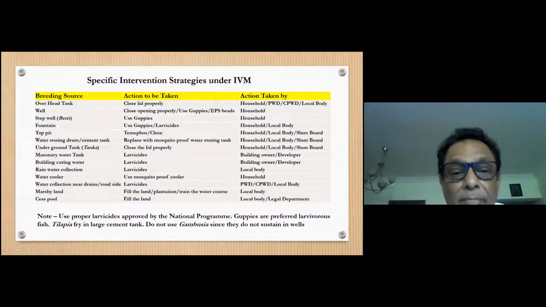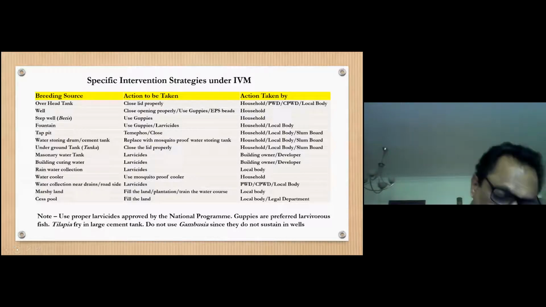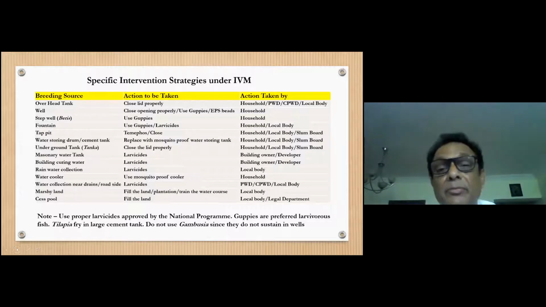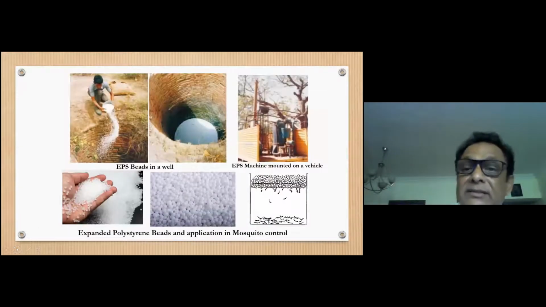Otherwise, it is not possible. And I can mention that we don't recommend Gambusia in the urban area. The reason is they don't sustain in the wells. Guppies are the best preferred fish. So that is the reason we prefer the use of larvivorous fish in this program. Next slide, please. You can see, I was mentioning, and my earlier speaker also mentioned, the EPS beads under biometric control.